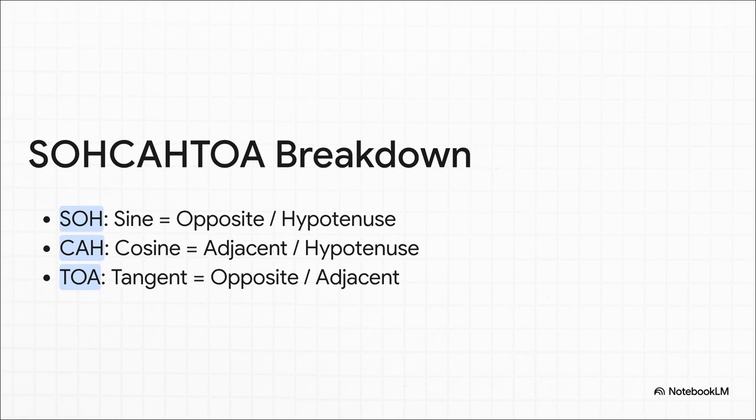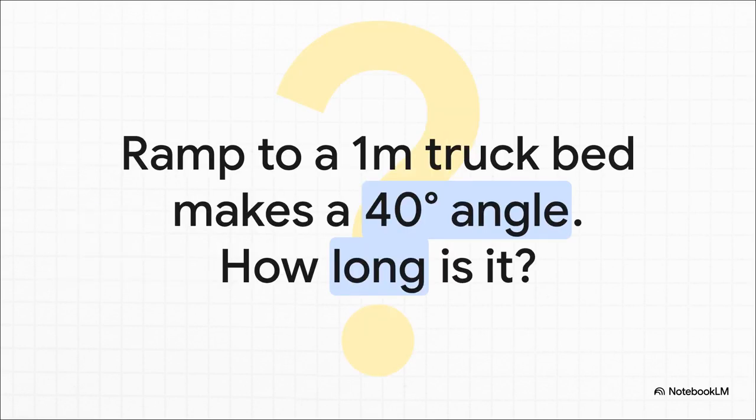SOH means sine is the side opposite the angle divided by the hypotenuse. CAH means cosine is the adjacent side over the hypotenuse. And TOA means tangent is the opposite side over the adjacent side. That's it. Those three simple ratios are all you need. All right, enough theory. Let's see this thing in action.